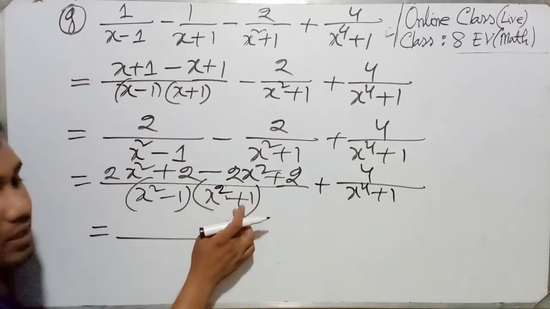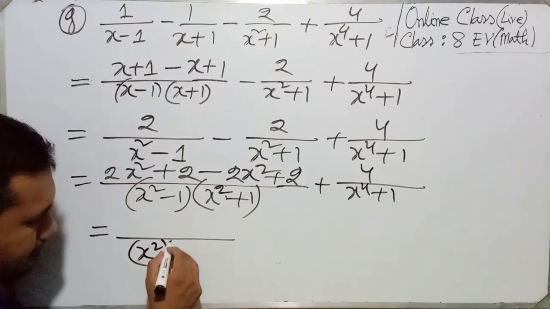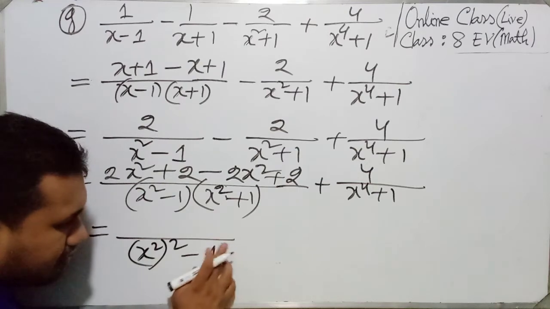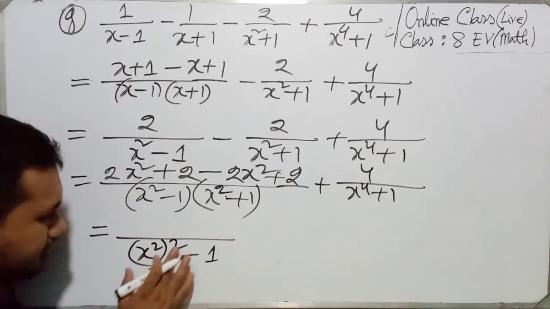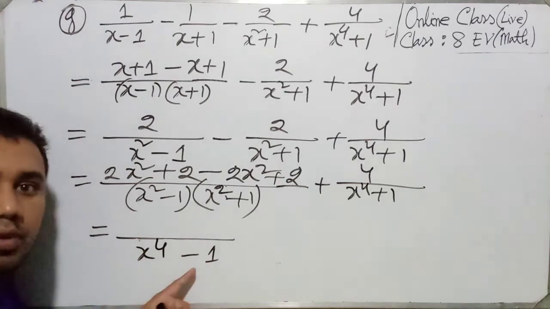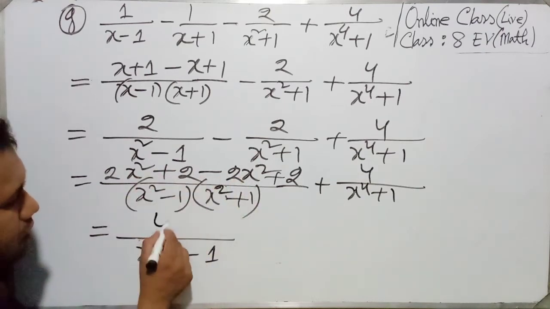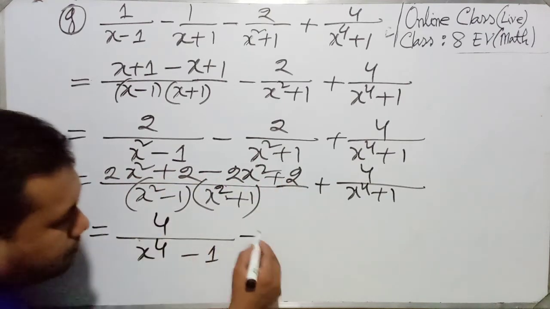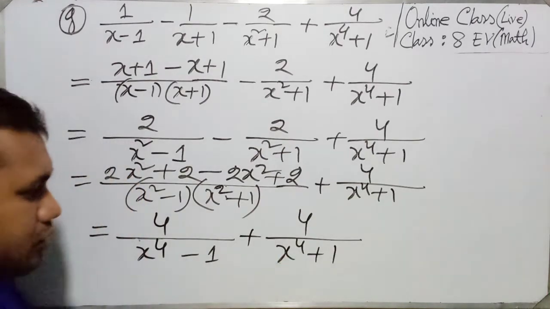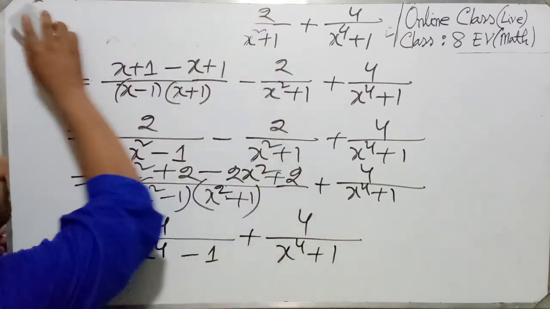Now dear student, here (a plus b)(a minus b). So again we can write a square minus b square. Dear student, 1 square means 1 and x square whole square, that means x to the power 4. So directly we can write x to the power 4 minus 1. This one x to the power 4 minus 1. And now this is 4 plus 2 plus 2, 4. And this is 4x to the power 4 plus 1. Now dear students, we have to solve this one. So I need to erase the upper side.